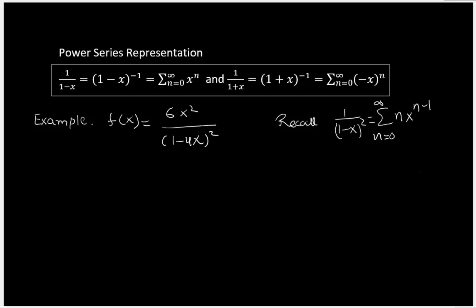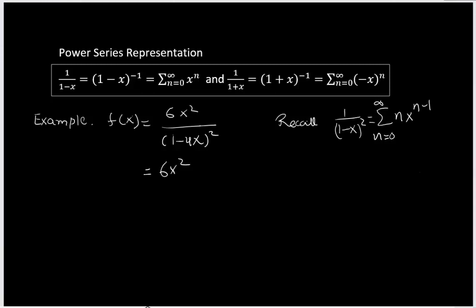All right, now we are having another example. f of x is 6x squared over (1 minus 4x) to the 2. So now if you see this one, you have exponent 2, or you can say (1 minus 4x) to the negative 2. And the formula we have seen is this one on the right hand side.